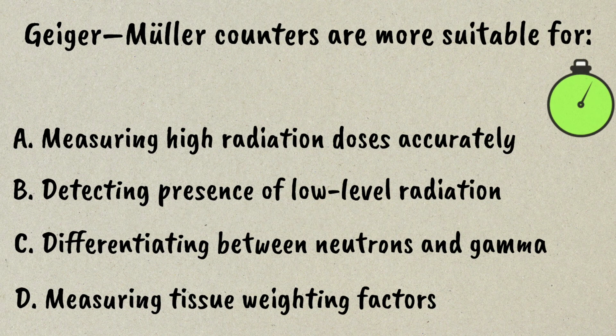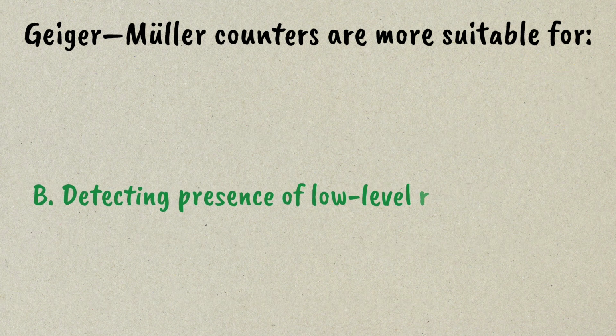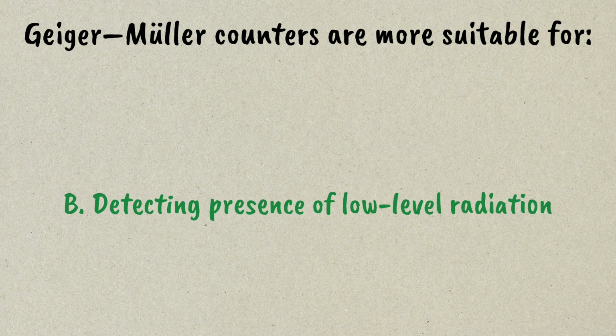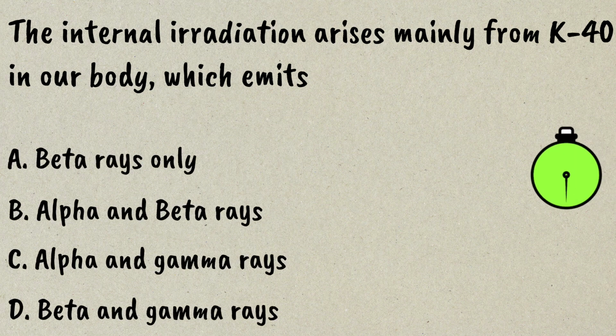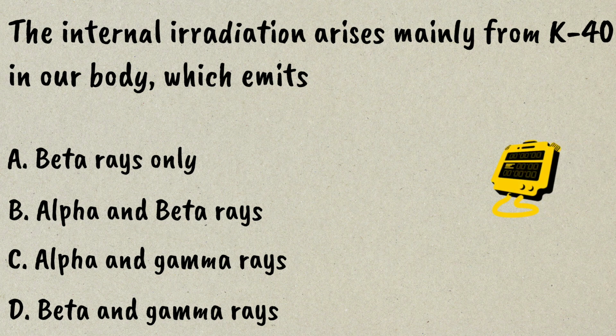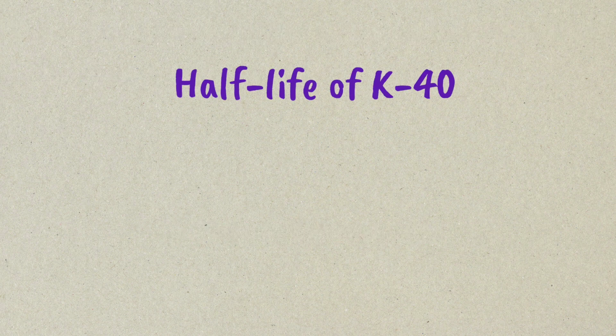Geiger-Müller counters are more suitable for. The internal irradiation arises mainly from K-40 in our body, which emits. Half-life of K-40.